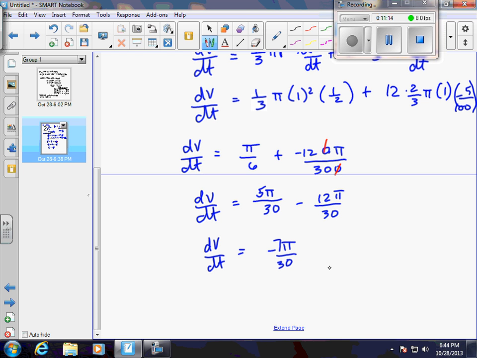And the question was, is the volume increasing or decreasing? And by what rate? It's decreasing because we got a negative answer. So we would say it's decreasing at a rate of 7 pi over 30 cubic centimeters per hour. Don't say it's decreasing by negative 7 pi over 30. You see, double negative. Decreasing implies that it's negative.